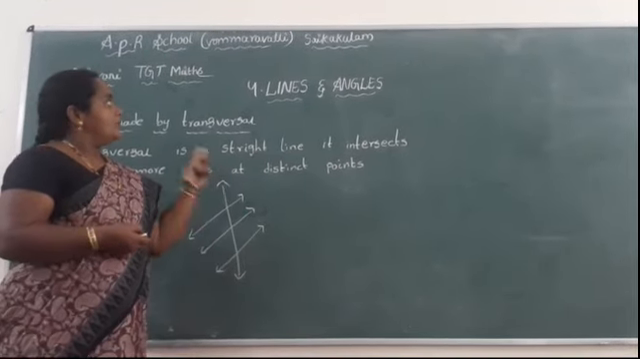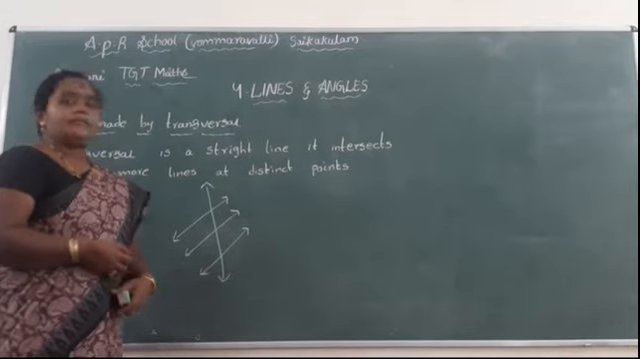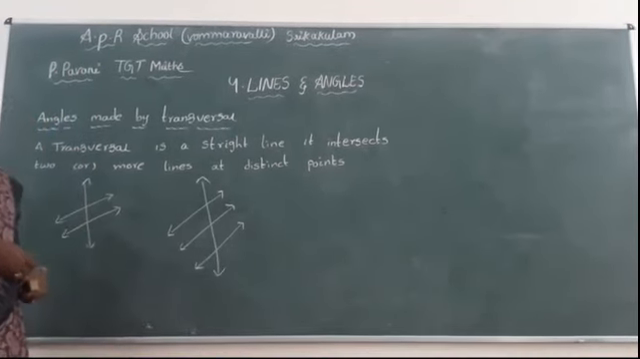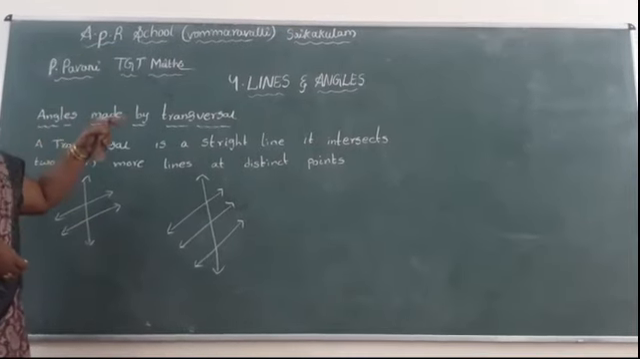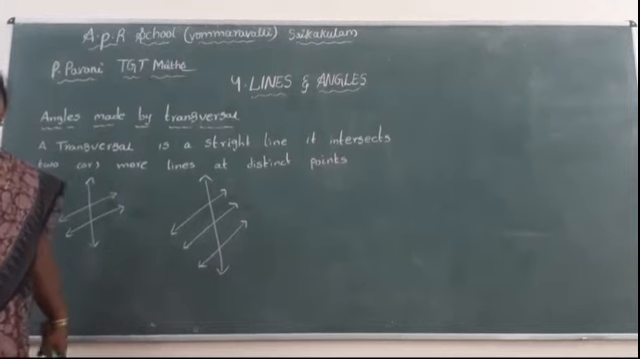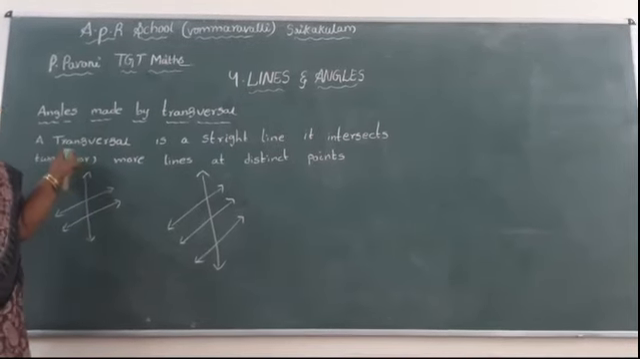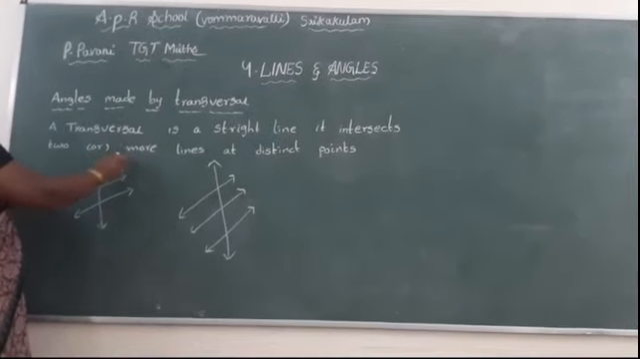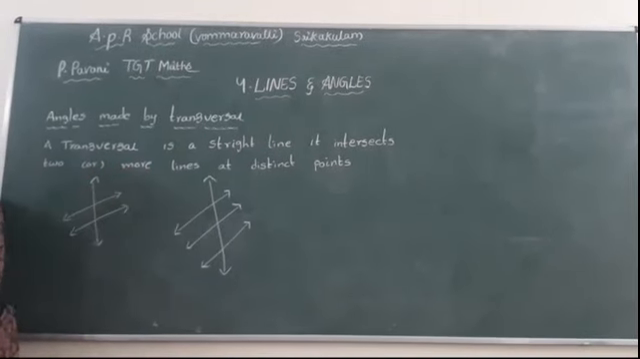Let's discuss 7th class mathematics, lines and angles. In lines and angles, angles made by a transversal. A transversal is a straight line. It intersects two or more lines at distinct points.